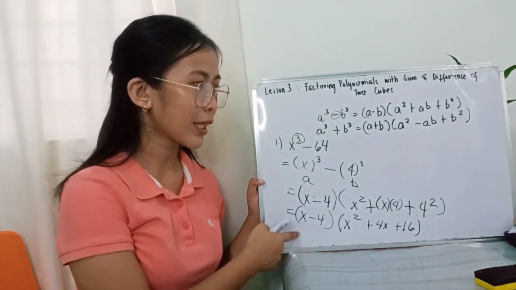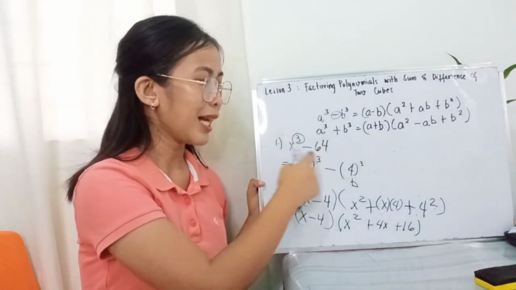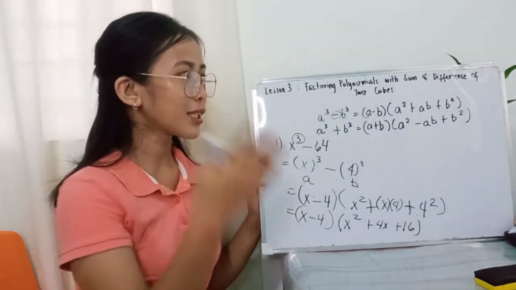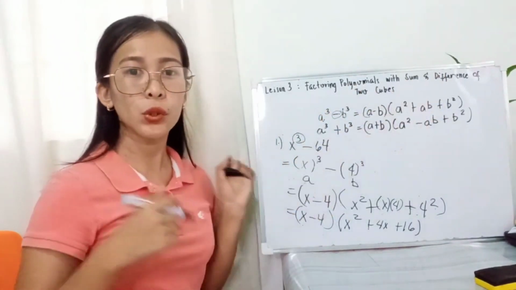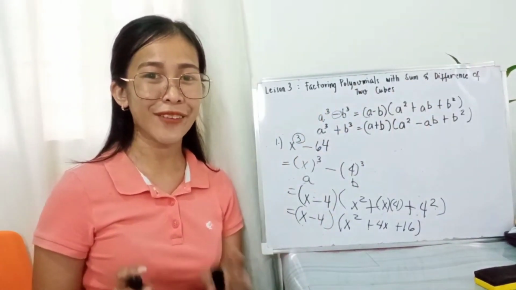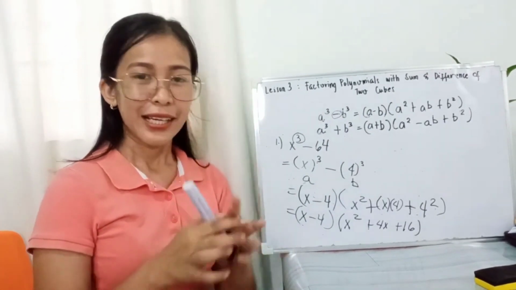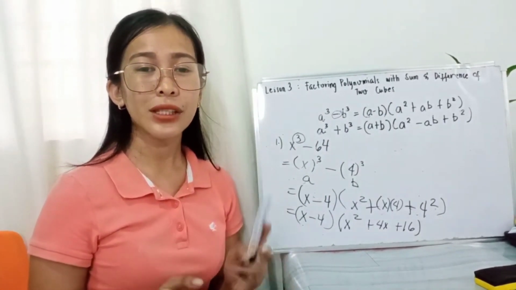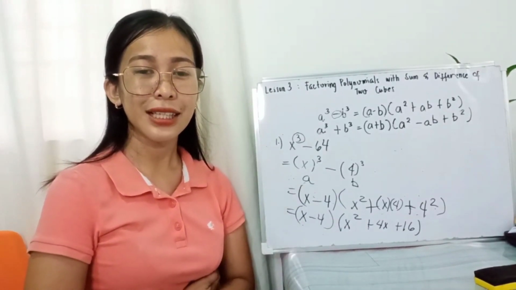And this is already the final factored form of this polynomial. Okay? So, that is how we are going to factor polynomials with sum and difference of two cubes. Anyway, madami pa naman tayong example. So, wag kayong malito dito. Alright? And, syempre, may way tayo on how to check it, kung tama ba yung nakuha nating sagot. And ganito lang sila kasimple.